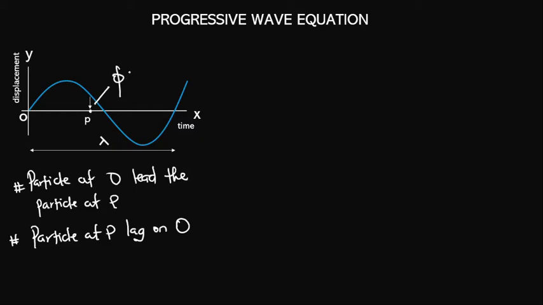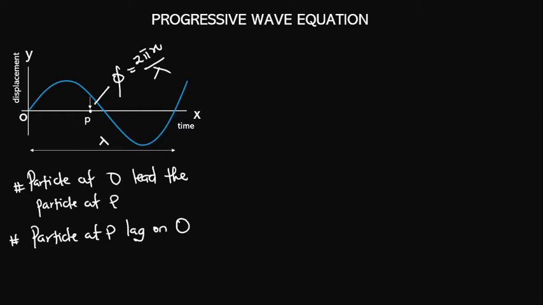Now the phase angle is given mathematically as 2 pi x over lambda. So if the displacement of O occurs before the displacement of the particle at P, we say that the particle at P lags on the particle at O by the phase angle, or the particle at O leads the particle at P by this phase angle.